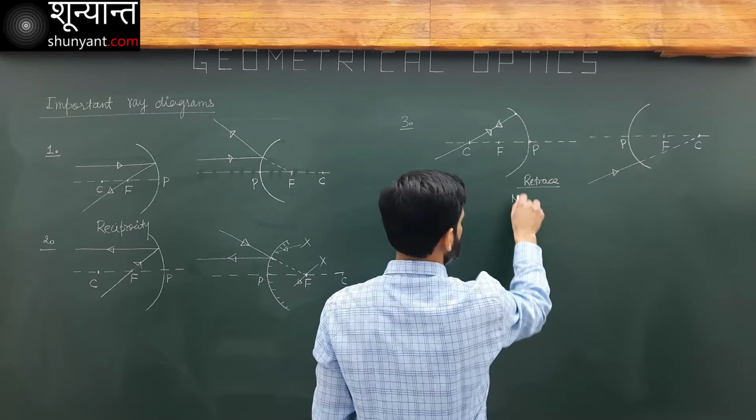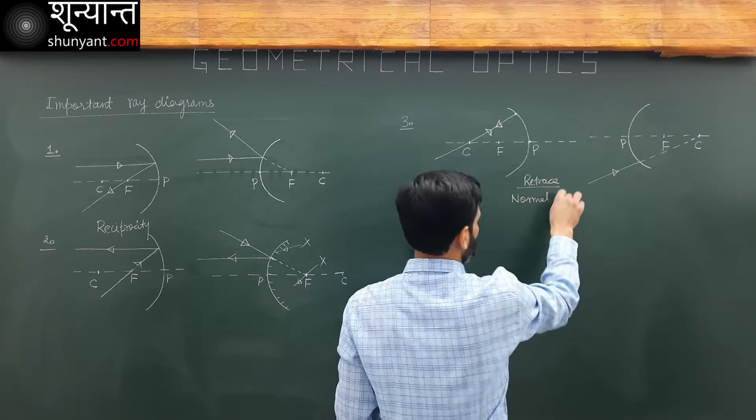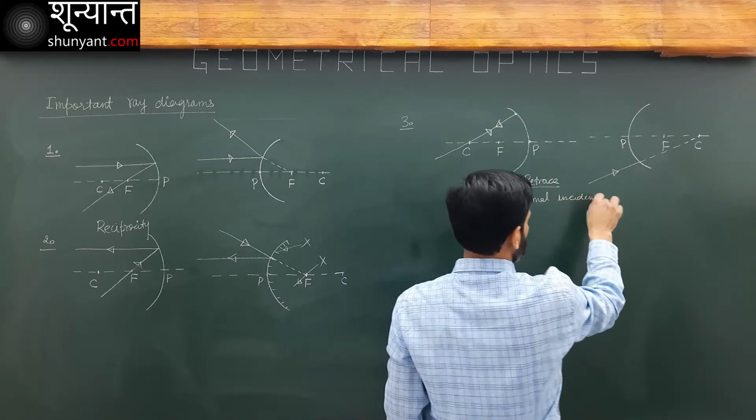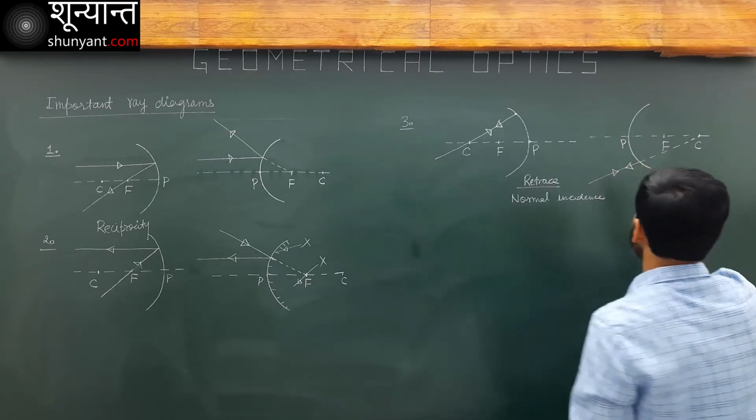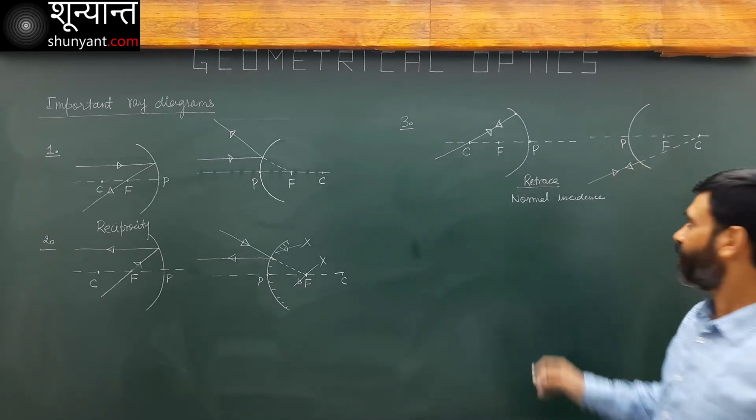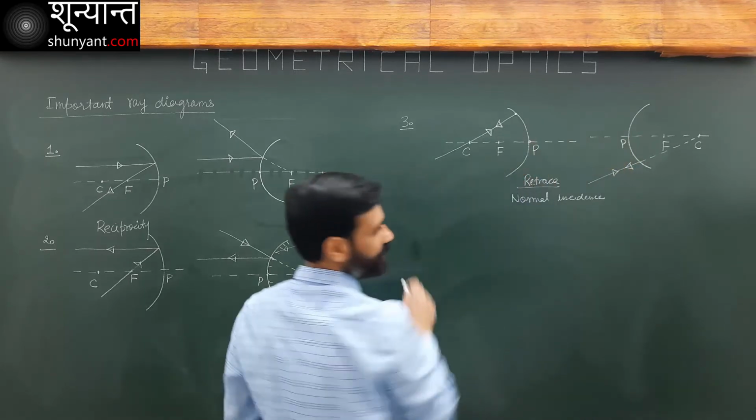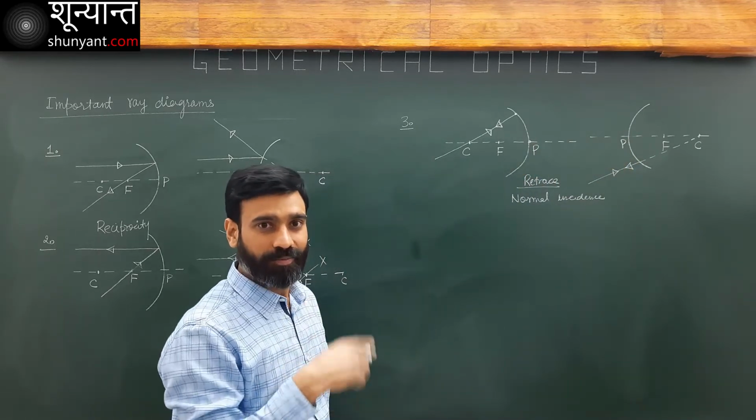Retrace. It is a normal incidence. A normal incidence. Here also the light ray is going to retrace itself. Both cases. Now, what will happen if a light ray is along the principal axis?